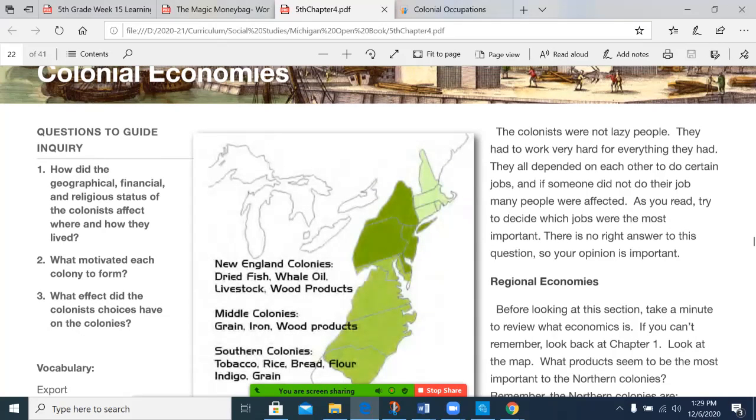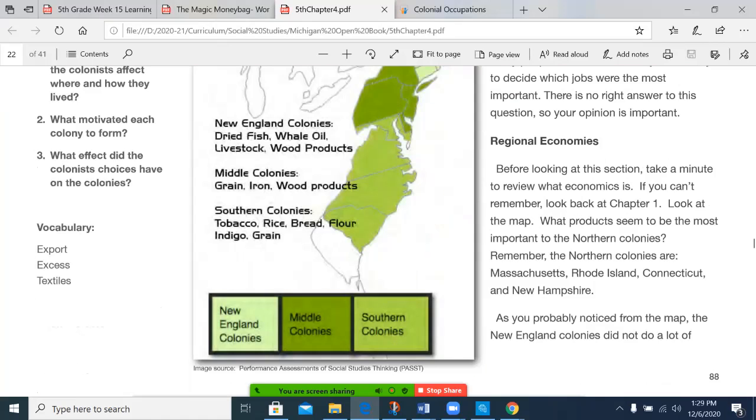Now, the reading. The colonists were not lazy people. They had to work very hard for everything they had. They all depended on each other to do certain jobs. And if someone did not do their job, many people were affected. As you read, try to decide which jobs were the most important. There is no right answer to this question, so your opinion is important.